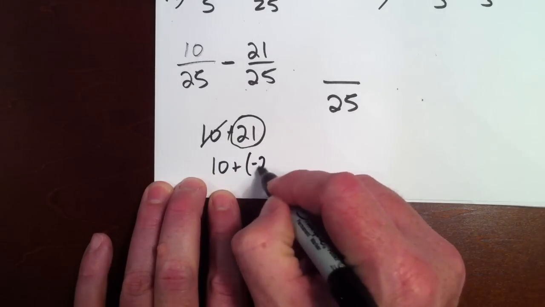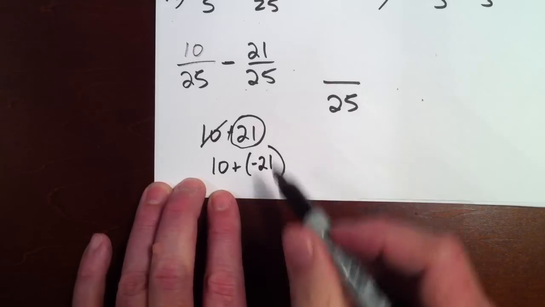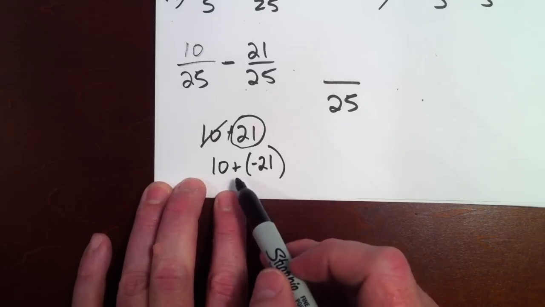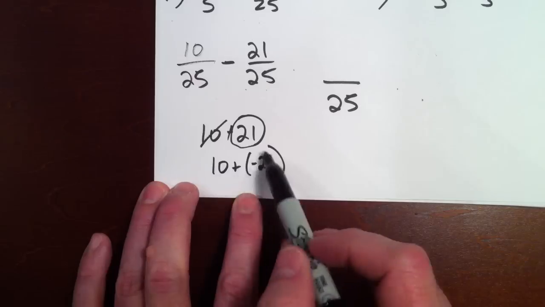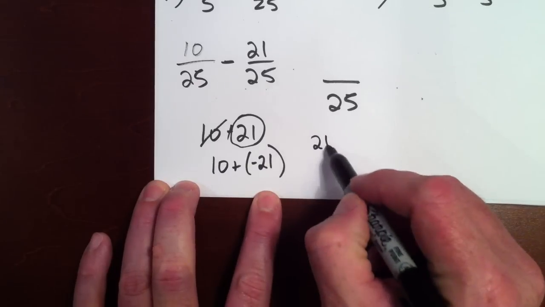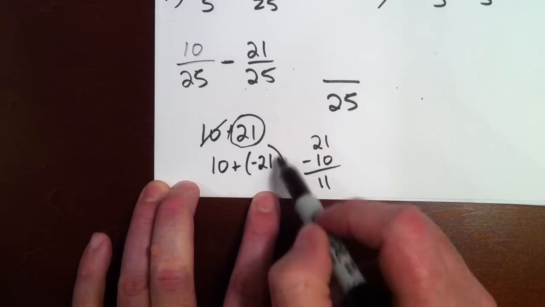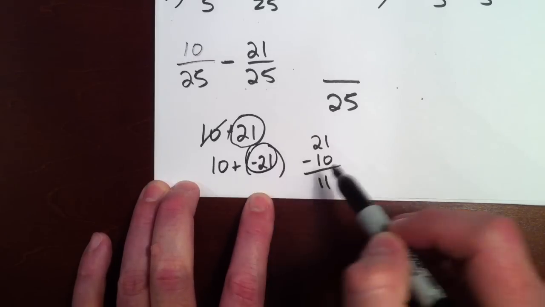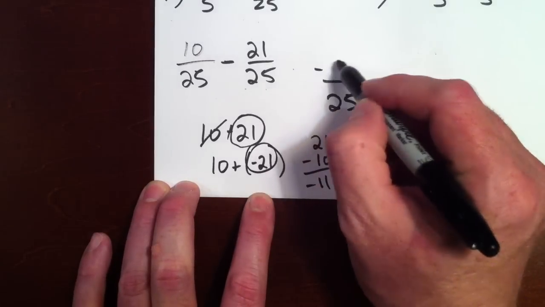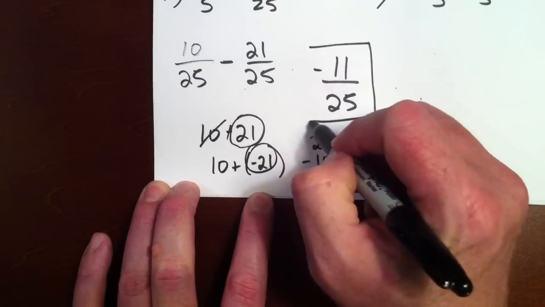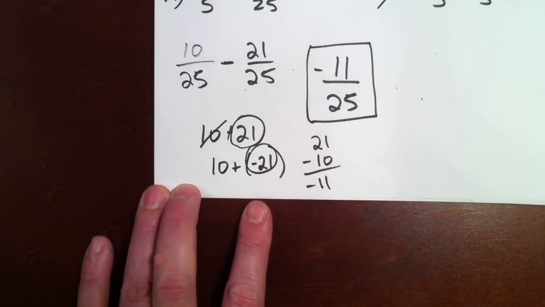This is going to be a negative 21. Now I've got same signs, add and keep, different signs, subtract. Well, these are different signs, so I'm going to subtract. I'm going to say 21 minus 10 is 11. Take the sign of the farthest number, which is negative 21, negative 11. Now our answer is negative 11 over 25. Okay?